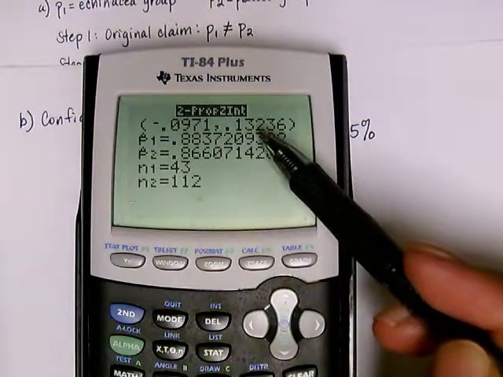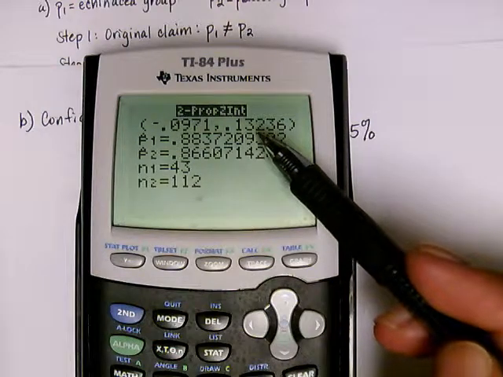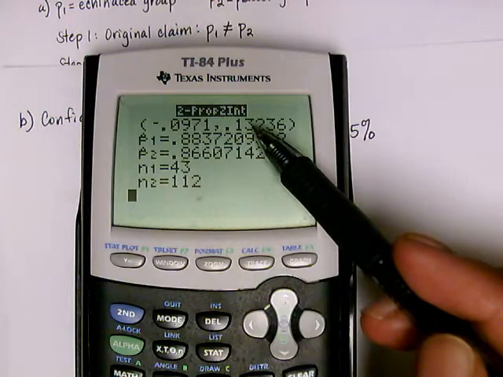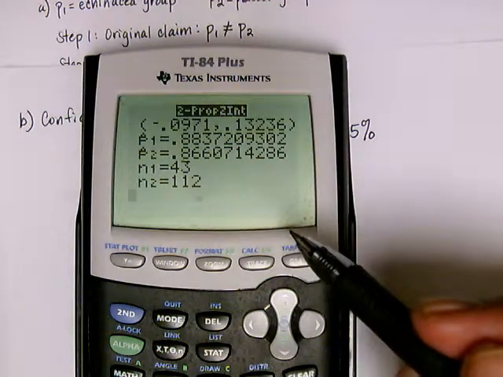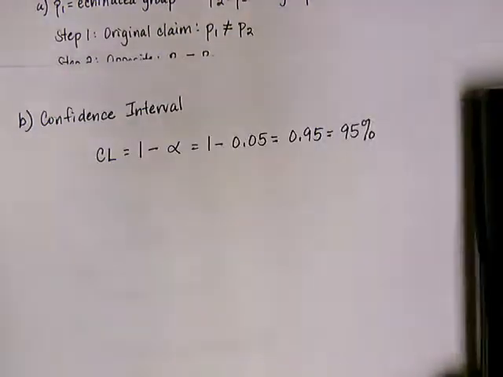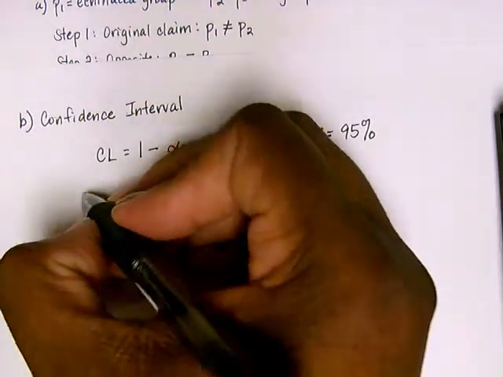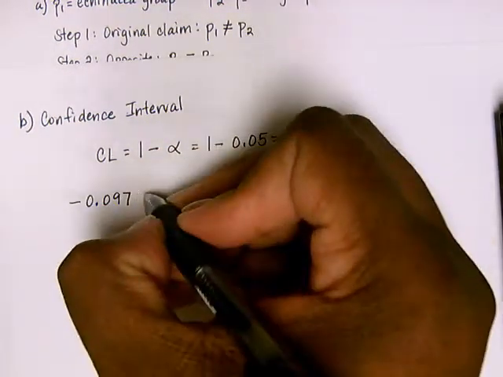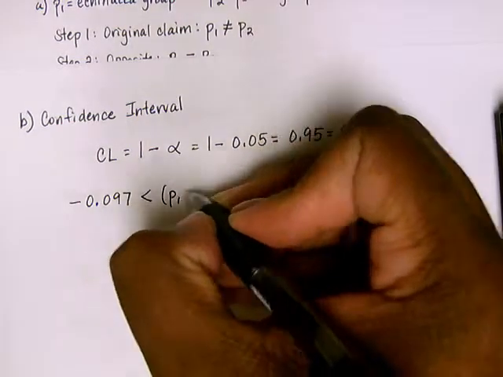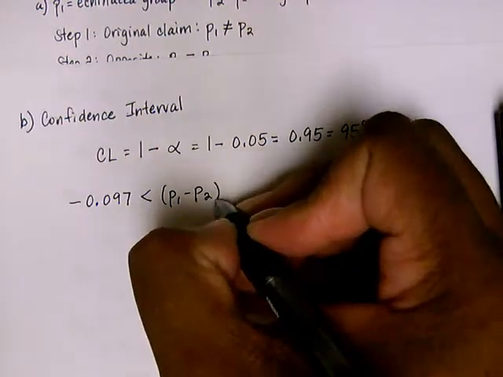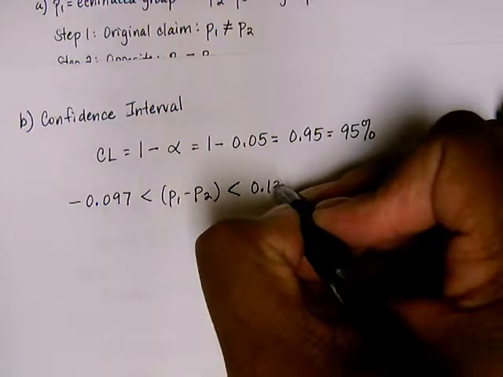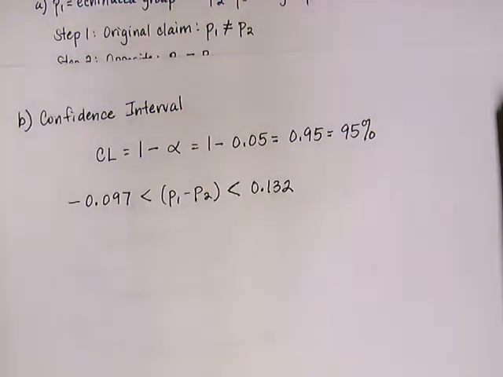Negative 0.0971, 0.13236. Now we need to round those confidence interval limits to 3 decimal places. So here, we're going to say that the lower limit is negative 0.097. That's going to be less than p1 minus p2 and less than 0.132.